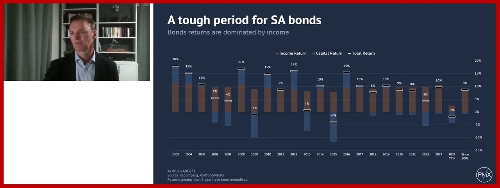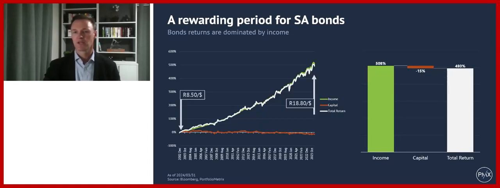Now, interestingly, because you're able to reinvest your coupons at higher yields, bonds have actually given you a return of about 493% from the end of 2002 to the end of last year as well. But you can see the capital is actually down 15%, but the income dominates the return more so than it would out of the equity market.